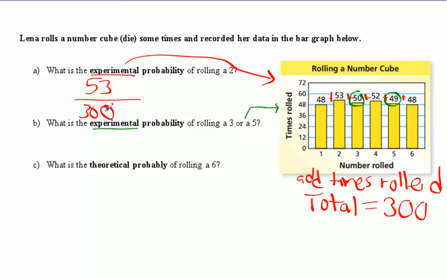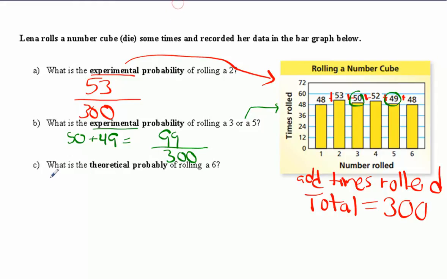So what I'm going to have to do is put those two together. I would be happy with the 3, I would be happy with the 5, and together that makes 99 things I would be happy with getting, out of, again, my experiment. I did my experiment 300 times. So rolling a 3 or a 5, I would be happy with either one, so I'm going to put them together: 99 out of, again, 300.